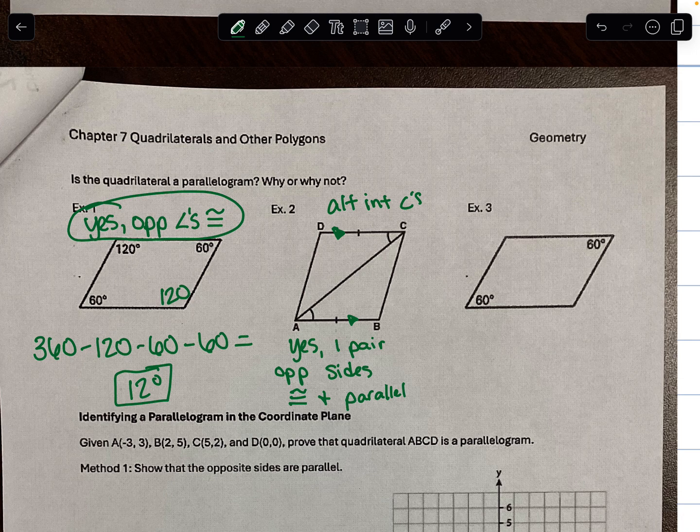Last one should be pretty easy. No. Why? Yeah, agree. We only have one pair of opposite angles that are congruent.